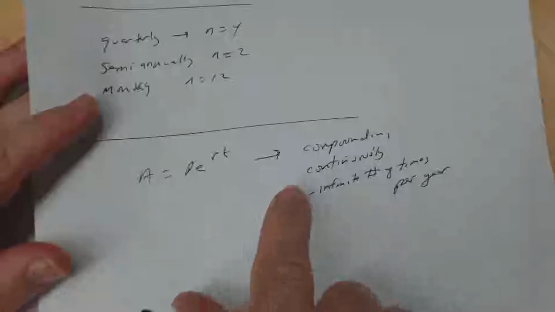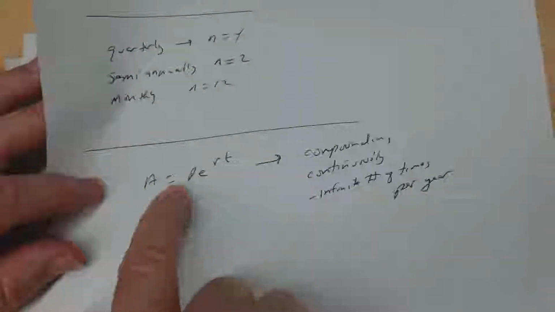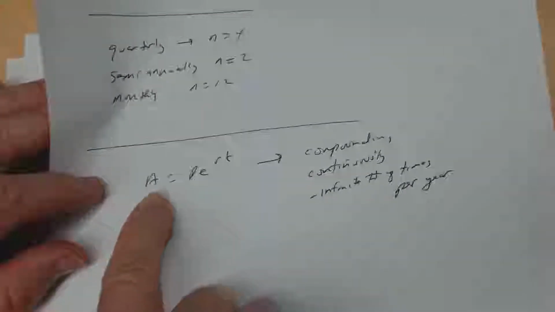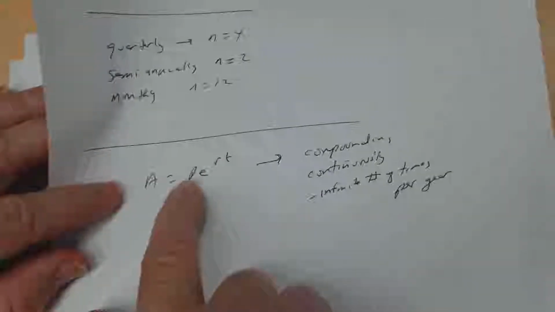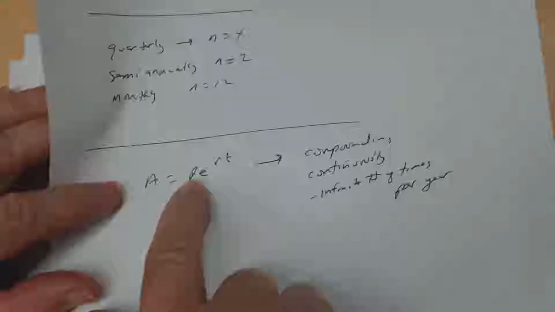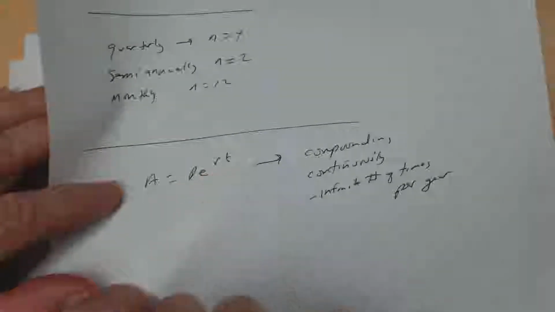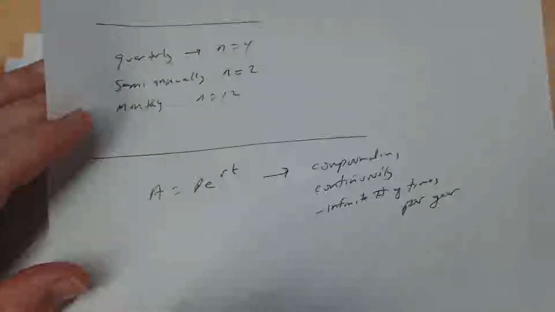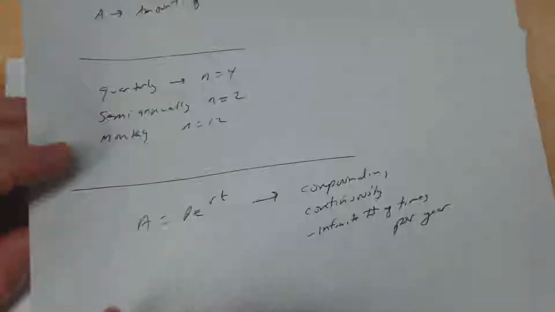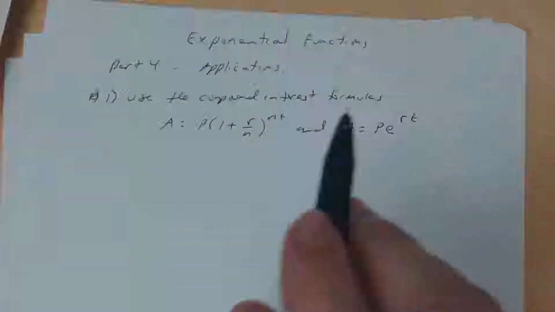Okay, so in the compounded continuously formula, the letters mean the same thing. A is the amount you end up with after T years, and P is your principal, how much was in there originally, how much you're investing. And then R is the interest rate, and the interest rate must be written as a decimal, not a percent. So you got to change a percent to a decimal. Okay? All right, so let's look at this one.